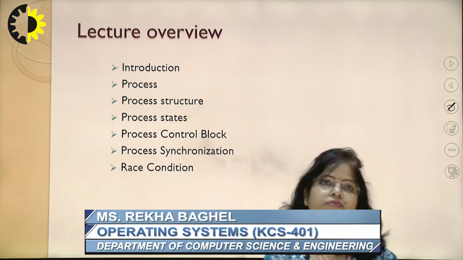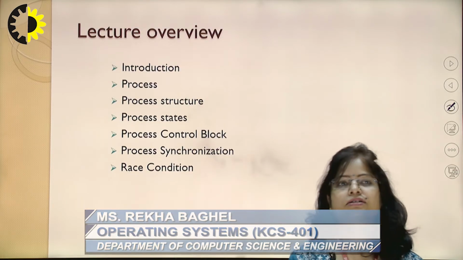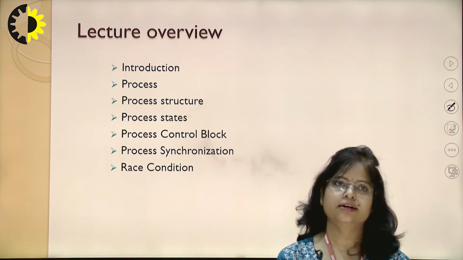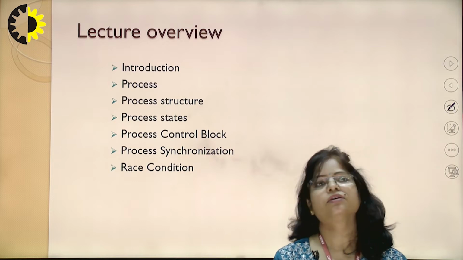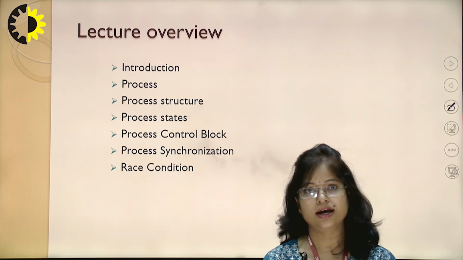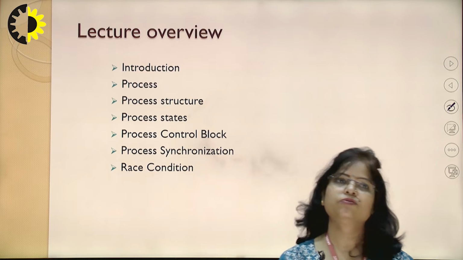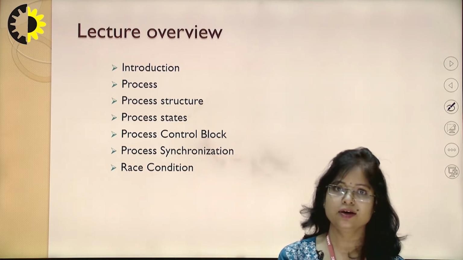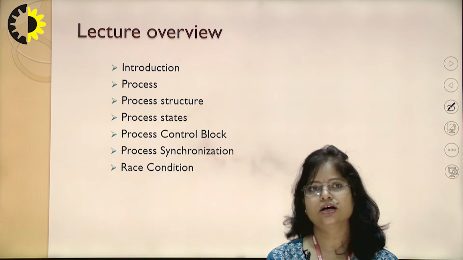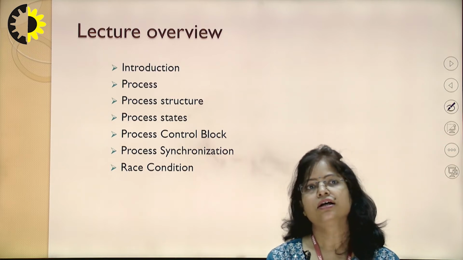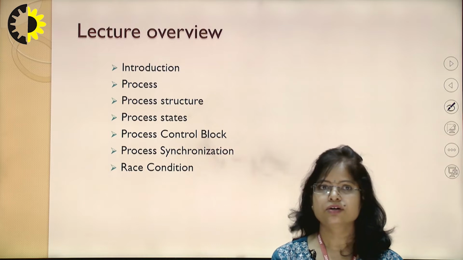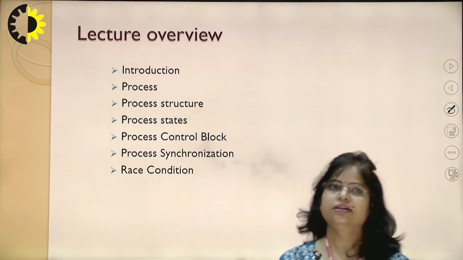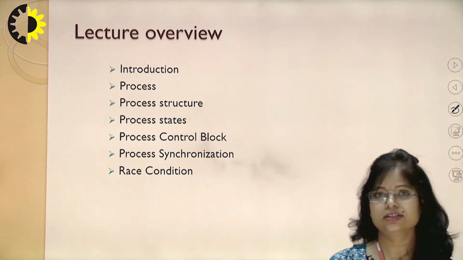The lecture overview is, first we will discuss what is a process, what is the difference between a process and a program. We will see a few examples of process and program. Next, we will move to the process structure, how we can represent a process in memory, and what are the different states a process goes into in its life cycle. Next, process control block and process synchronization, and in the last, we will discuss race condition.